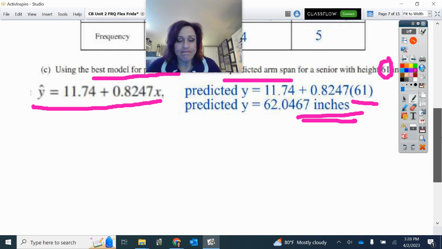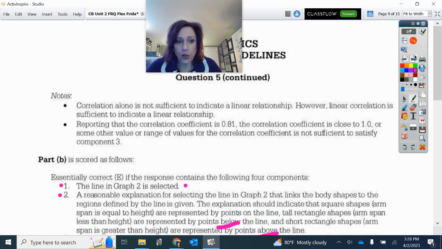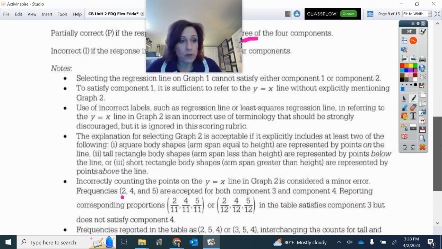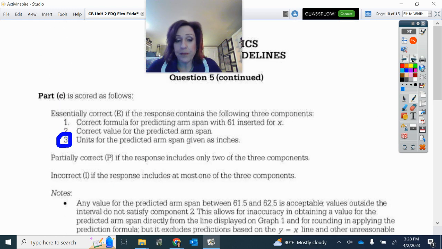So here on the grading guidelines, look at what was required for Part C. You had to have the correct formula for predicting the arm span with 61 inserted for the X, and the correct value for that predicted value. But look at number 3, units for the predicted arm span was given as inches. If you did not put the units, then you got marked down to a P from an E. So big deal on that little detail there.